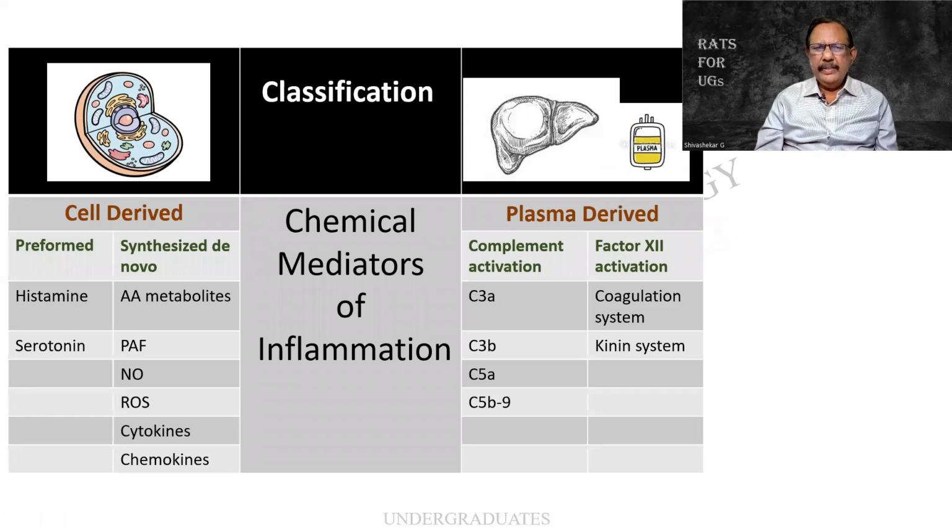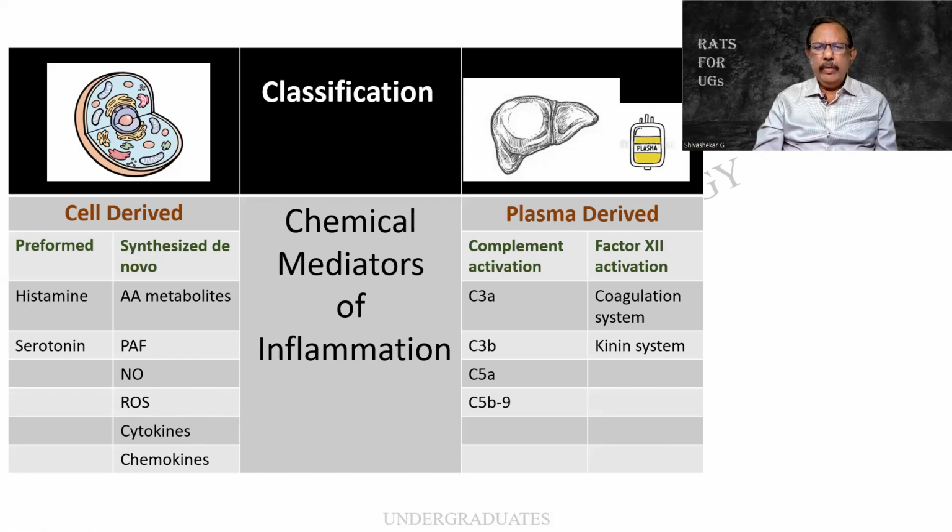So here, for the nth time, again repeating. This is not difficult, but this is a definite must that you will have to memorize, explain, and repeat any time. They can be cell-derived, and they may be either preformed or synthesized de novo. Under preformed, we have histamine and serotonin. Under synthesized de novo, we have arachidonic acid metabolites, platelet activating factors, nitric oxide, reactive oxygen species, cytokines, chemokines.